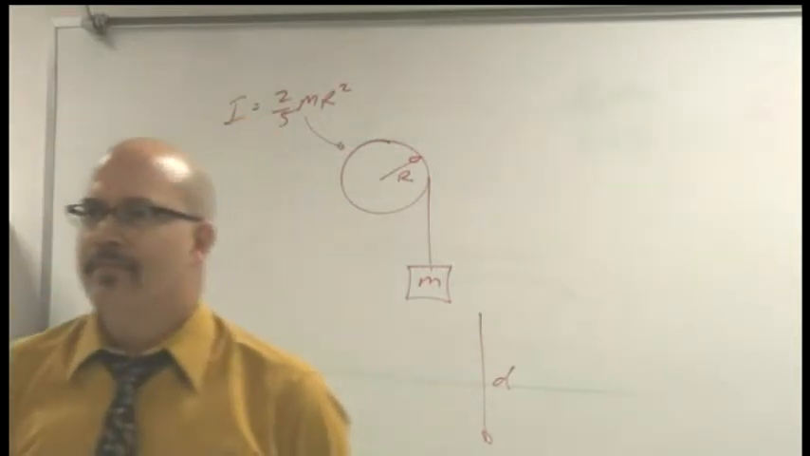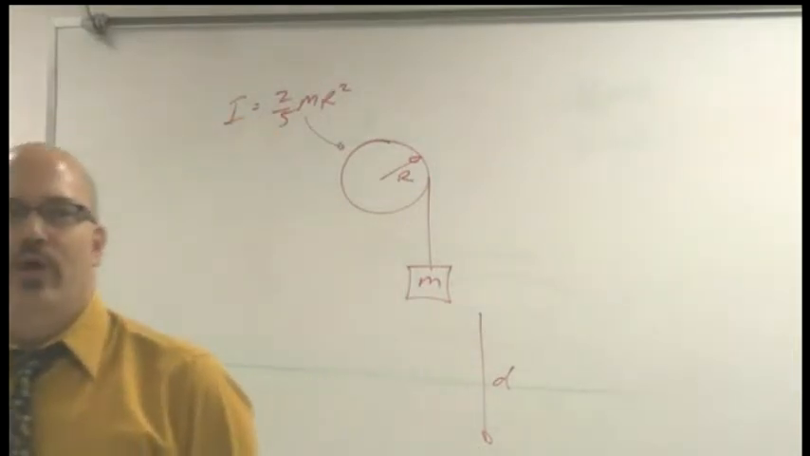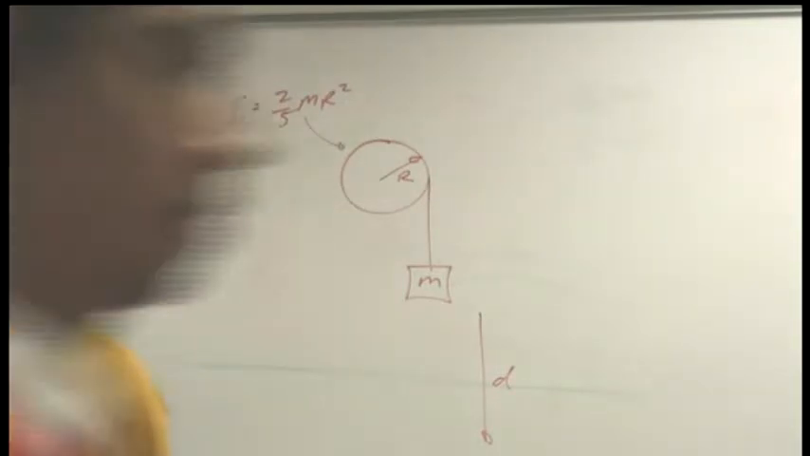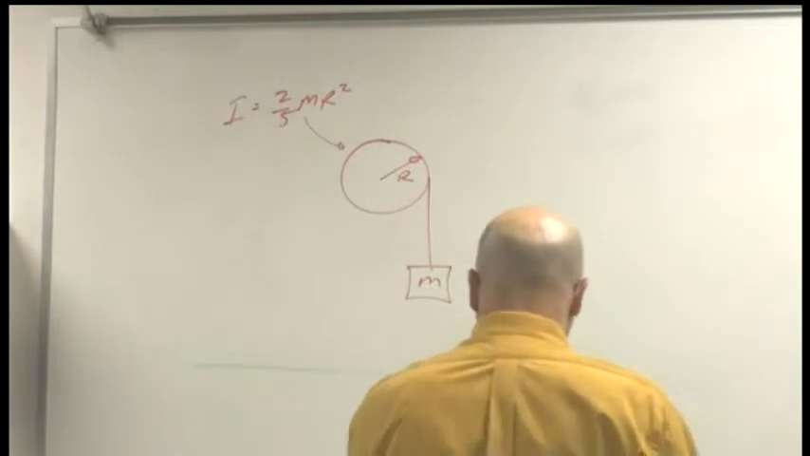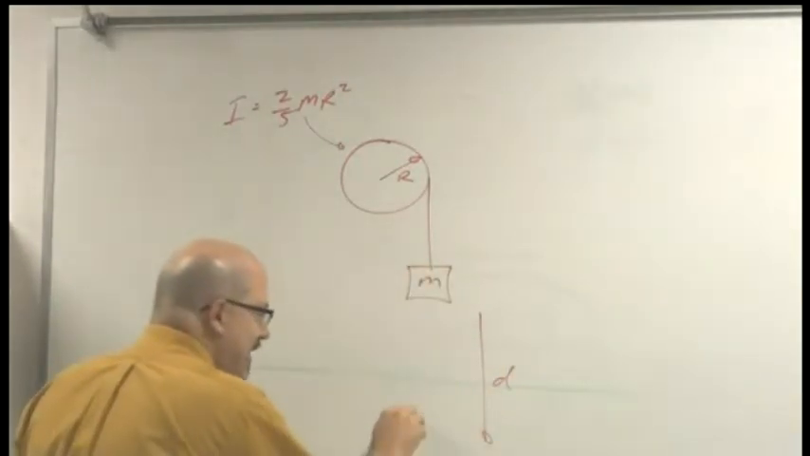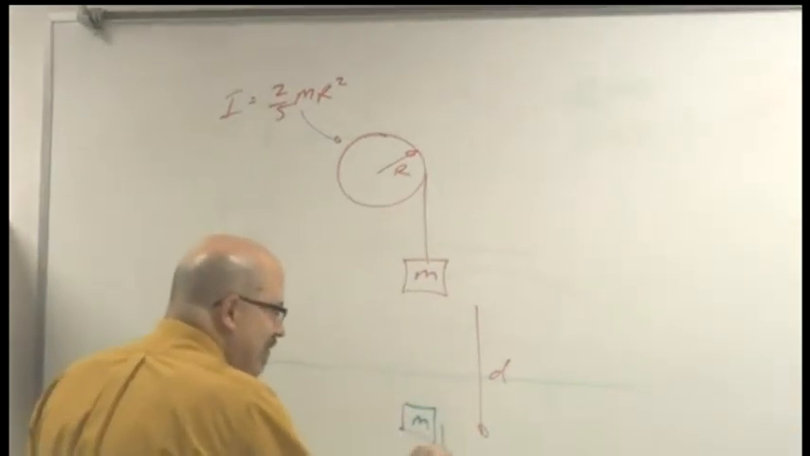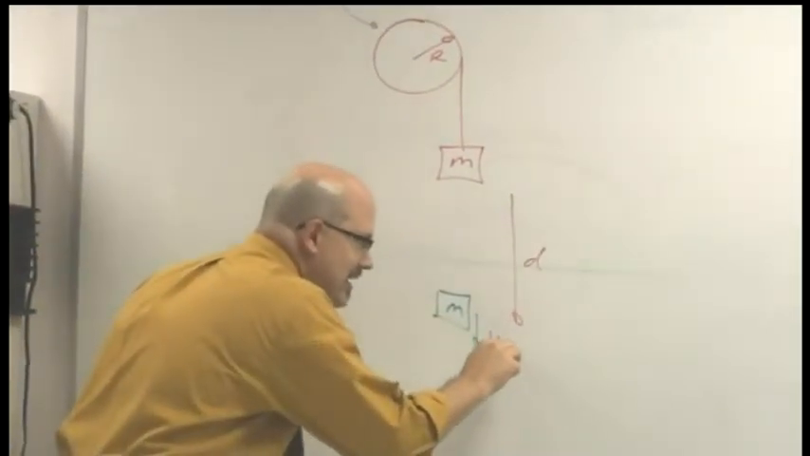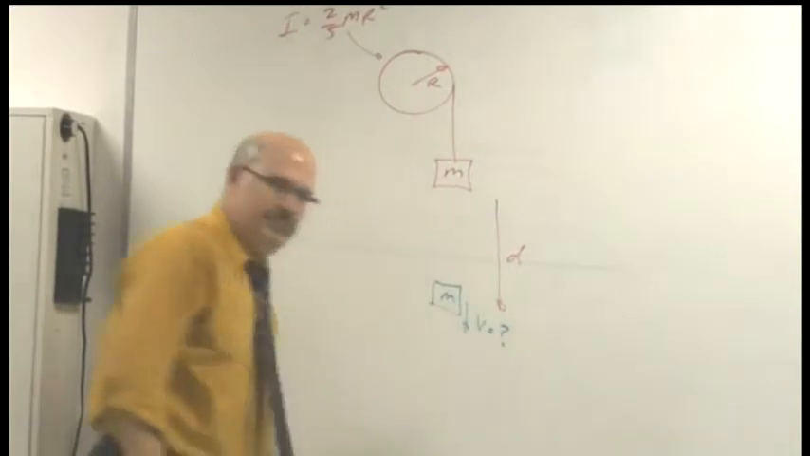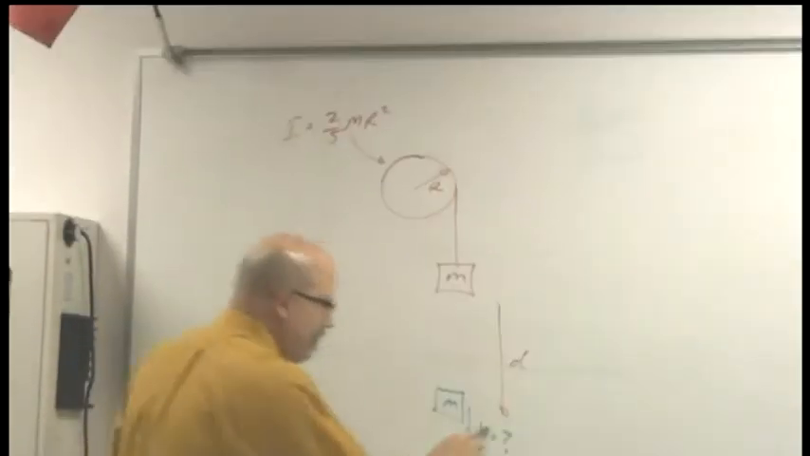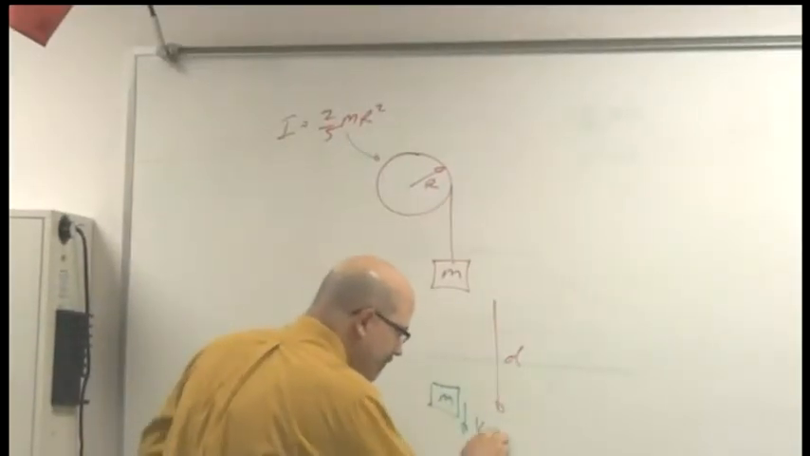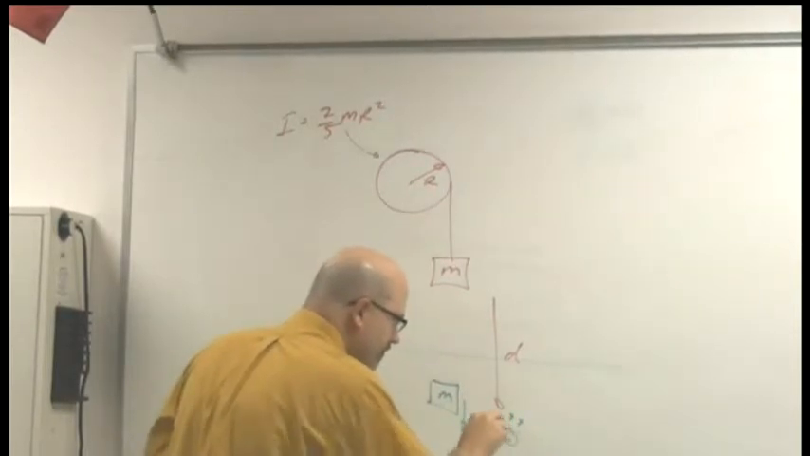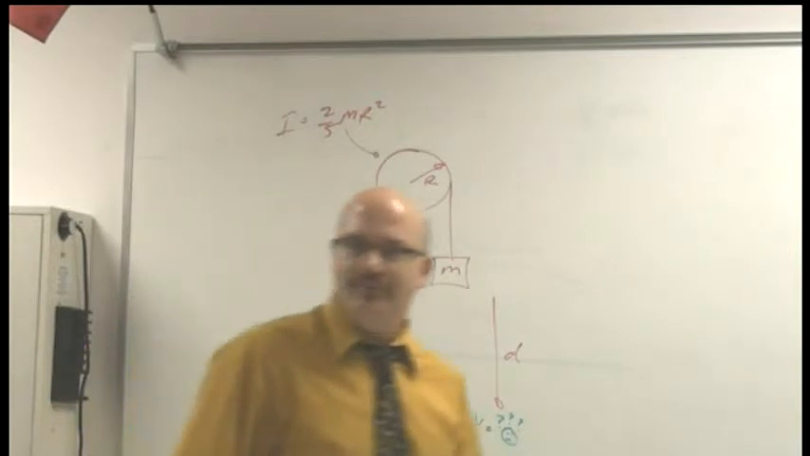We're finding that our rotational dynamics is kind of weak, so let's practice it, okay? When it gets right here at the bottom, we want to know what's the velocity of the object. So what is the velocity? Velocity equals, there we go. That's what we're looking for.